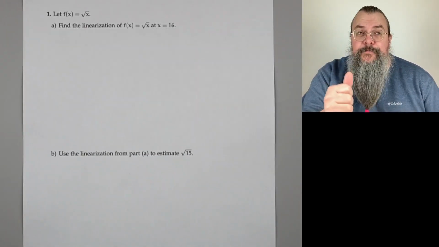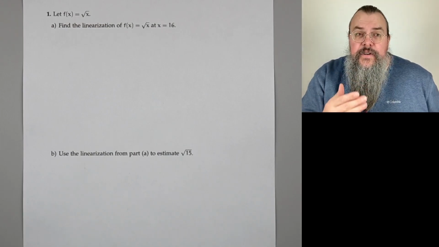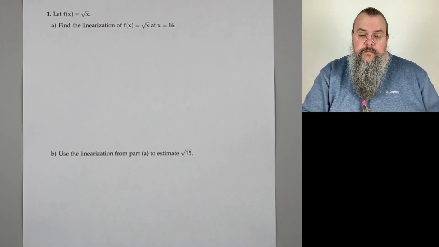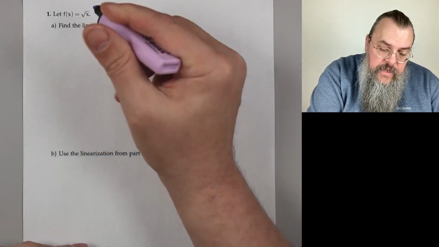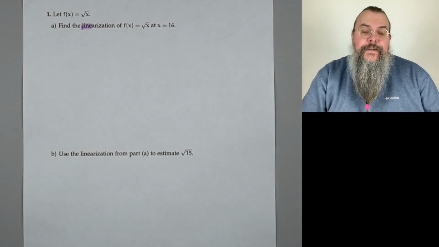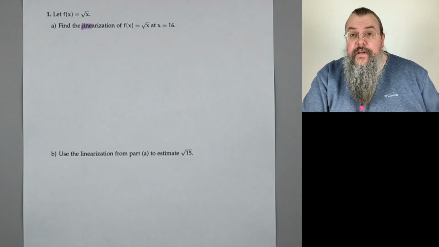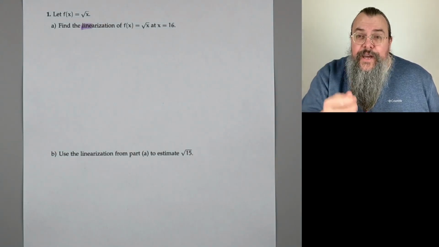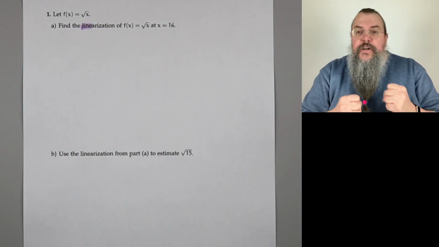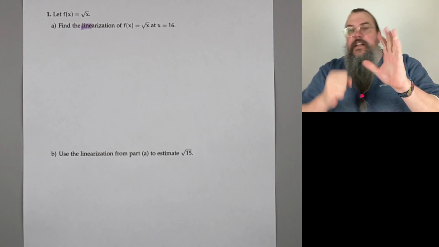Number 1. Let f of x equal square root of x. Find the linearization of f of x equals the square root of x at x equals 16. Now, there's a big clue on what we should do here. We see the word line. And of course, whenever we think of line in calculus, particularly in calculus 1, we think tangent line. When you say tangent, you say line, tangent, line, right?